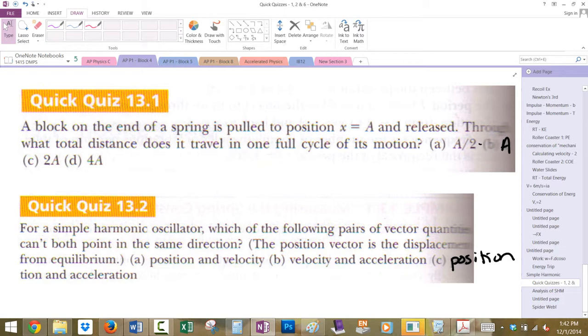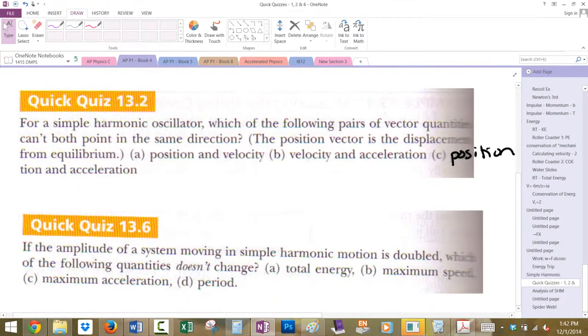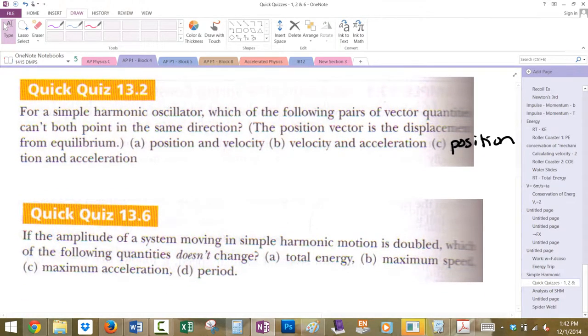Has everybody finished 13.1 at least? Can I move this down to 13.3 or 13.6? I lied.